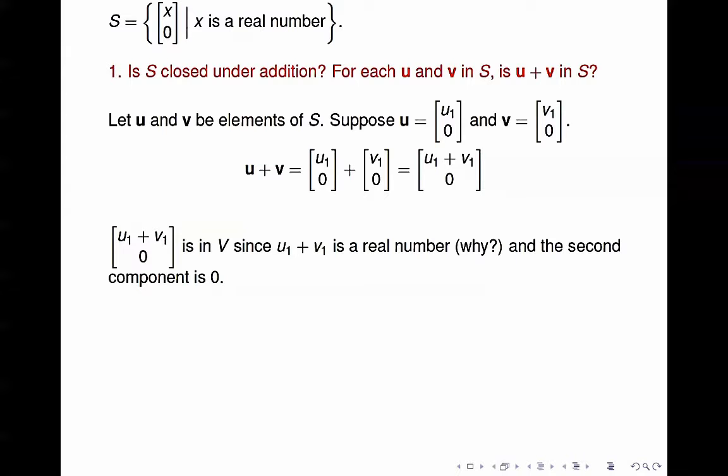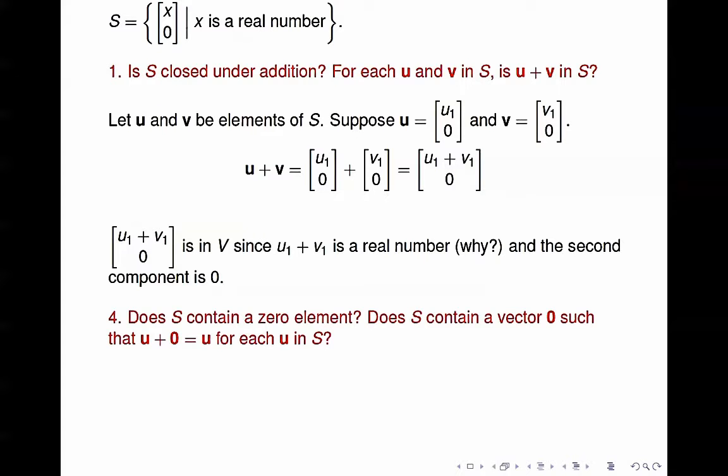Since u1 plus v1 is a real number, let's pause here. Why do we know that u1 plus v1 is a real number? The reason we know that is because u and v are both in S, and therefore u1 has to be a real number, v1 has to be a real number, so we add 2 real numbers together, we get another real number. Okay, so we know the first component's a real number, second component is 0, and that's what it takes to be in the set S. So S is closed under addition.